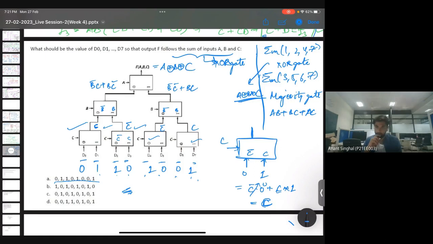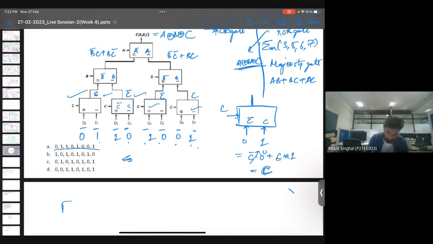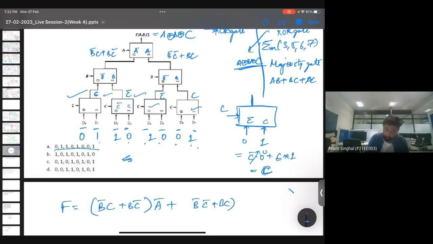Is it clear? Okay. So now it is A bar and A, so I'm writing the final expression on the next page. Okay, wait. So F is nothing but B bar C plus B C bar, which gets multiplied with A bar, plus B bar C bar plus B C, which gets multiplied with A. Is this F line clear, how it has come?